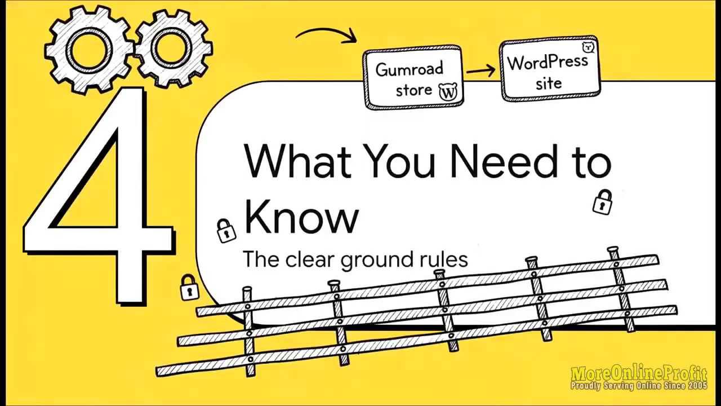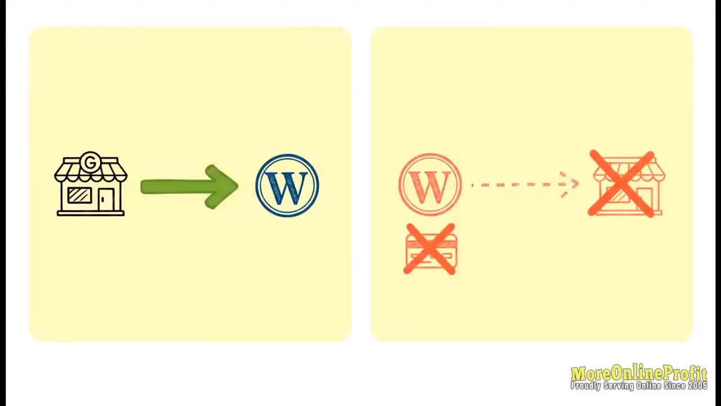Okay, it's also really important to be clear about what this plugin is designed for, and just as important, what it's not for. So let's quickly go over a few of the ground rules. This is a really crucial point. The data only flows one way. It goes from Gumroad to WordPress. You can't, for example, create a product in WordPress and push it to Gumroad. The plugin also doesn't handle any payments itself. Gumroad continues to do all the heavy lifting there, which is what you want for security.